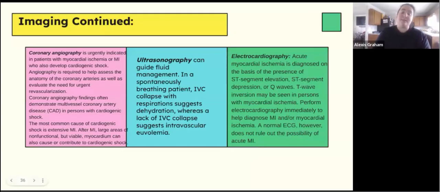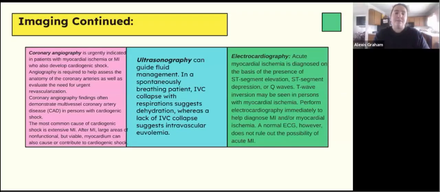So imaging continued. You can also do a coronary angiogram. This is urgently indicated in patients with myocardial ischemia or MI who also develop cardiogenic shock. An angiograph is required to help assess the anatomy of the coronary arteries, as well as evaluate if they need revascularization.